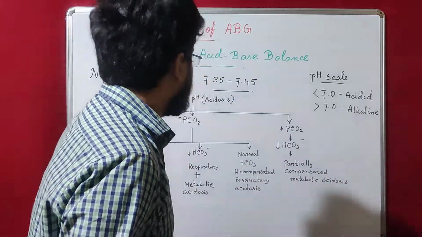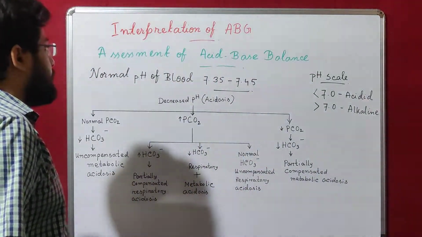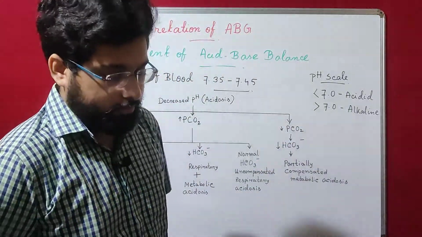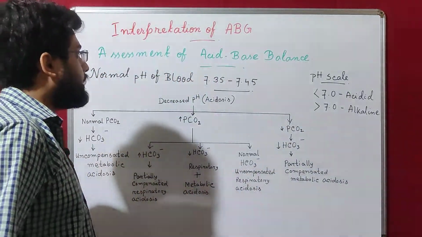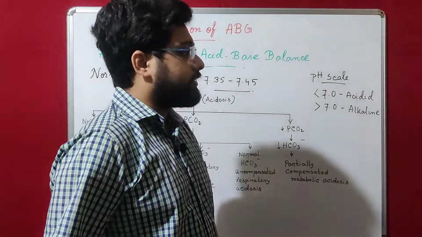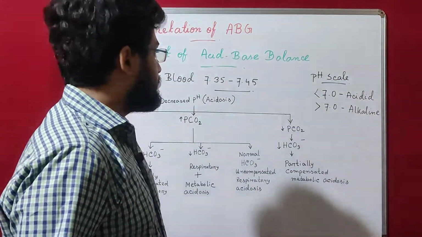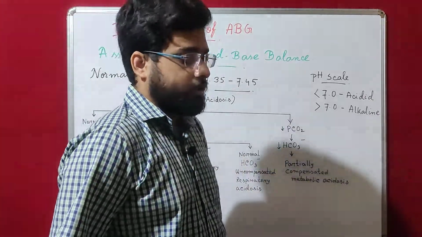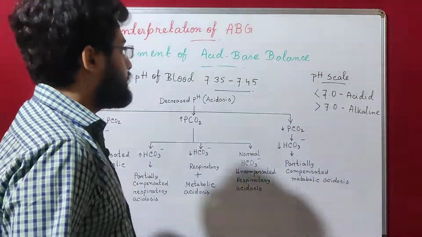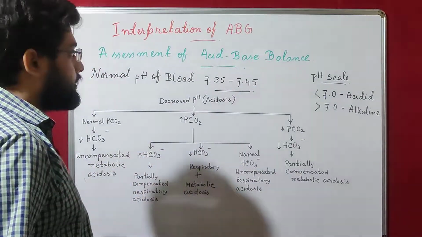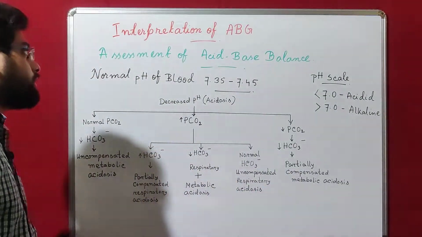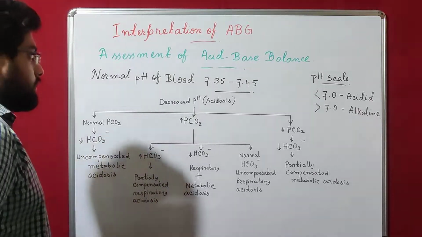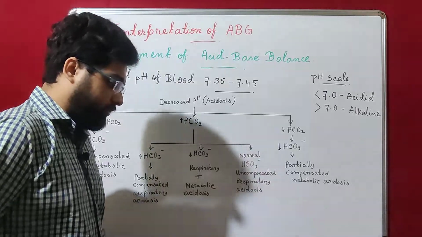So today we are going to discuss how to assess acid-base balance from an ABG report. In the previous part, we have discussed some basic concepts of ABG and how to assess the patient's oxygenation status from the ABG report. In this session, we are going to discuss how to assess the acid-base balance from the ABG report.